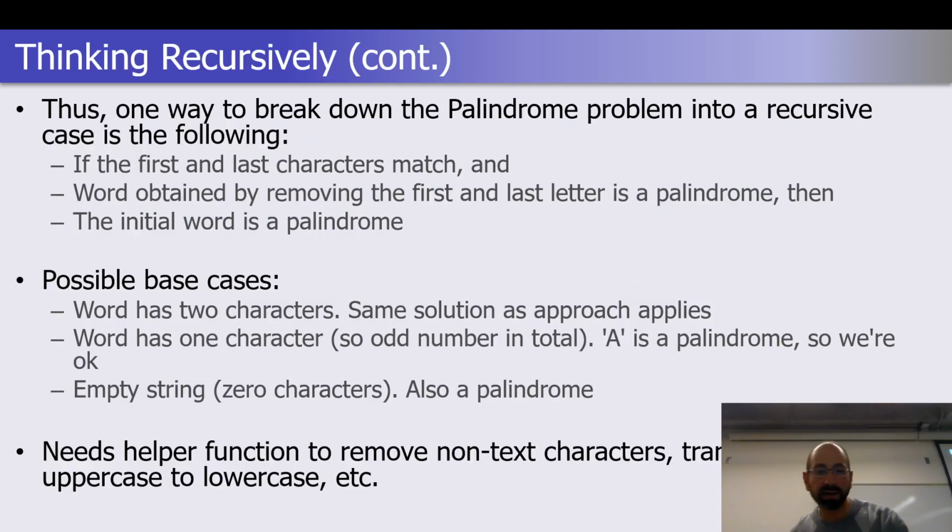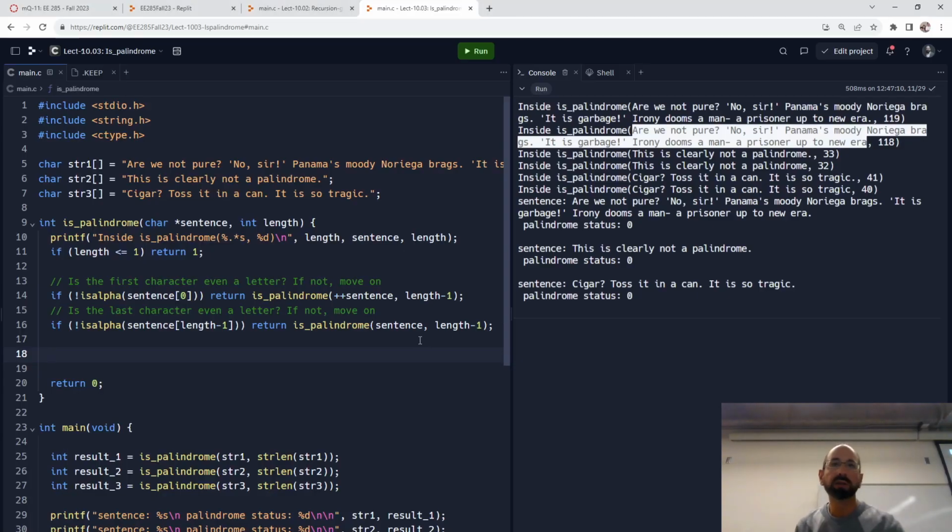So let's go back to finally our definition of our base case here. If the first, or like recursive case, pardon me, if our first and last characters match and the word obtained by removing the first and last letters of palindrome, then the initial word is a palindrome. So we have to do both those things. If the first and last characters match, somebody else please.